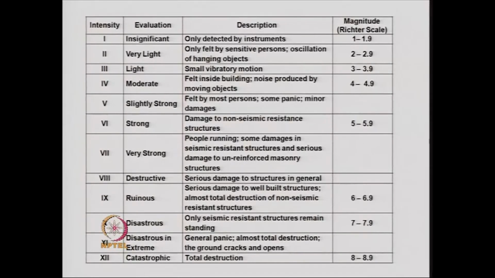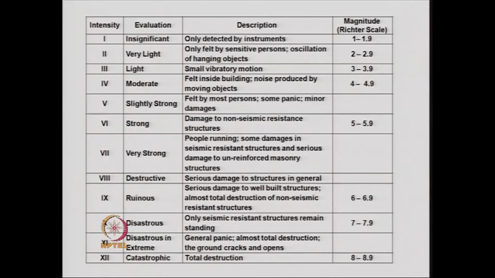Intensity 8 is evaluated as destructive and serious damages to structures in general are observed, and intensity 9 is evaluated as ruinous. This is serious damage to well built structures, and almost total destruction of non-seismic resistant structures is observed. The intensity scales 7, 8 and 9 have an associated magnitude of 6 to 7.